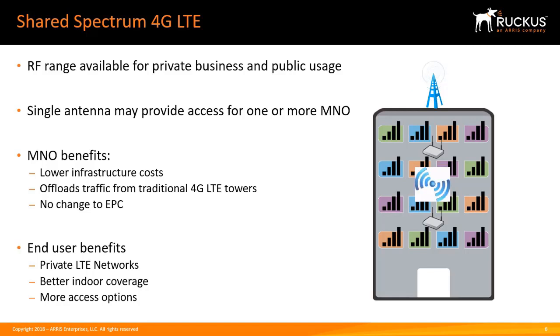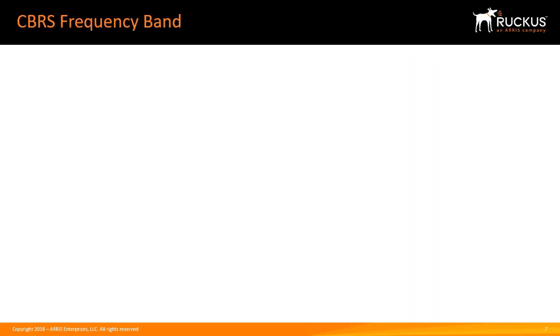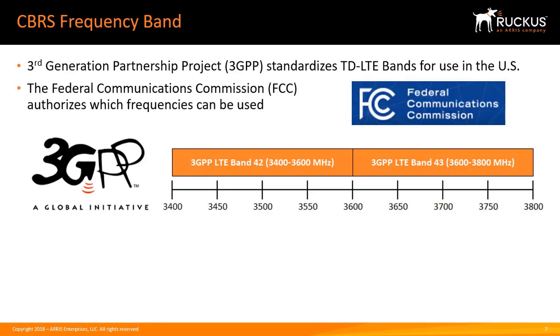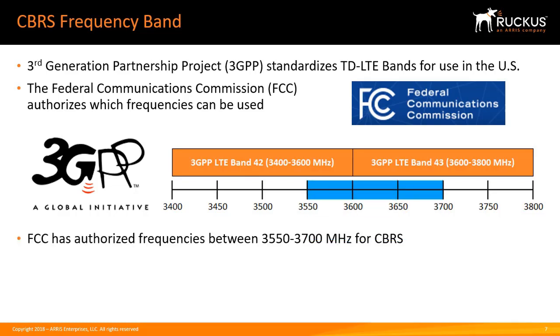CBRS is a 150 MHz range in a 3.5 GHz LTE cellular band. The FCC has allocated the range between 3550 and 3700 MHz for this function. This is comprised of 50 MHz from band 42 and 100 MHz from band 43. The 3GPP has standardized band 48 for CBRS usage.